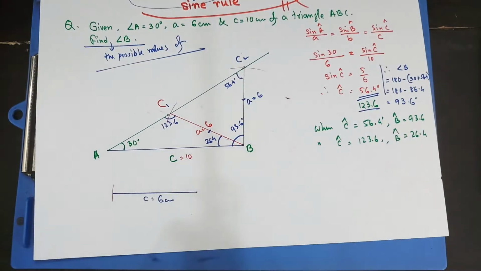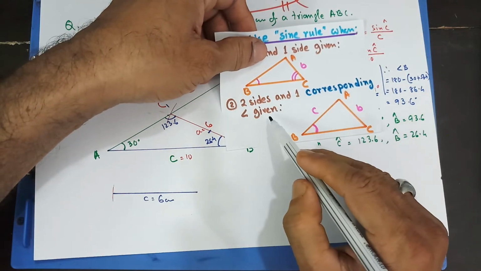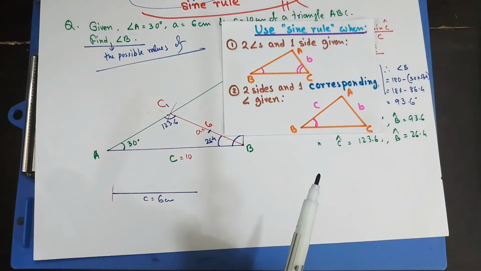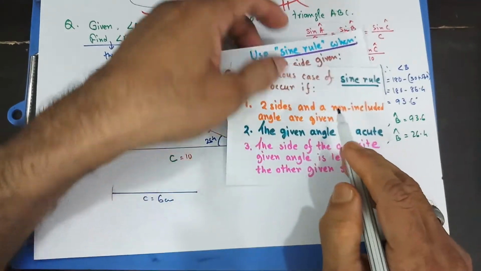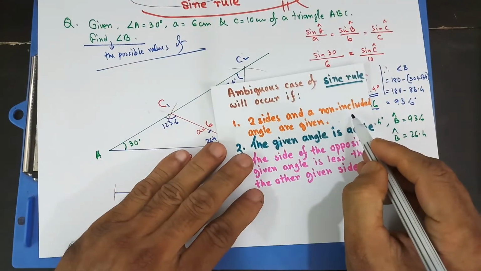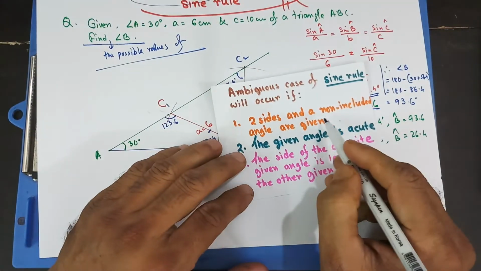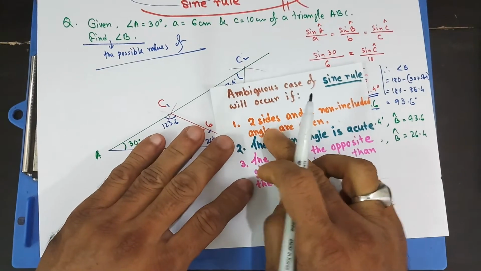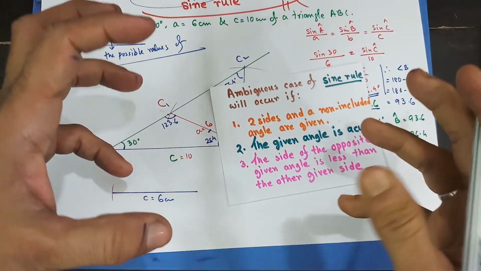Now the ambiguous case arises with the sine rule, where two sides and one corresponding angle are given. Is this going to appear all the time? No, it's not. The ambiguous case will happen when two sides and a non-included angle are given. If the included angle is given, that's not the sine rule anymore, it's going to be the cosine rule. We do know that. So with two sides and a non-included angle given, we use the sine rule.